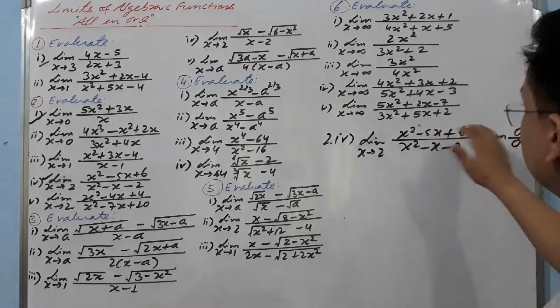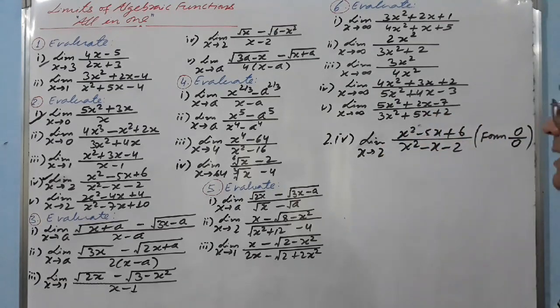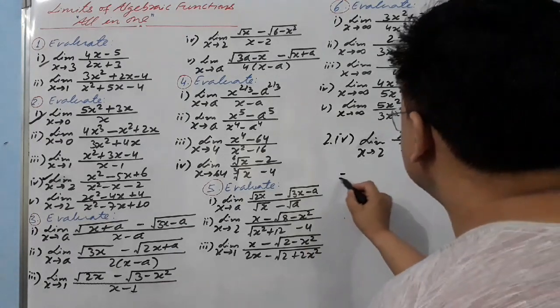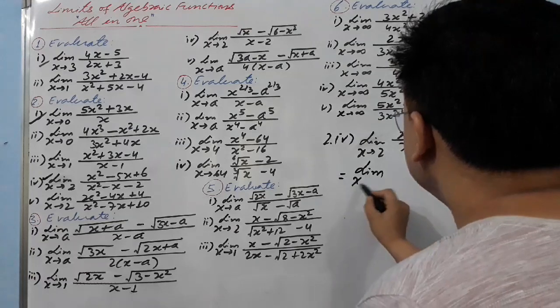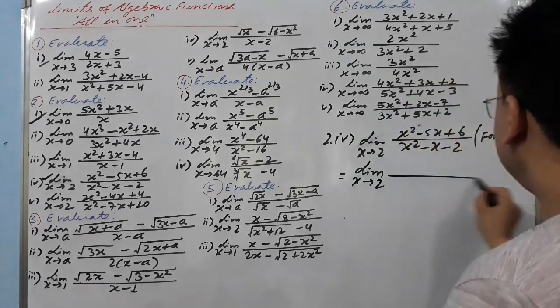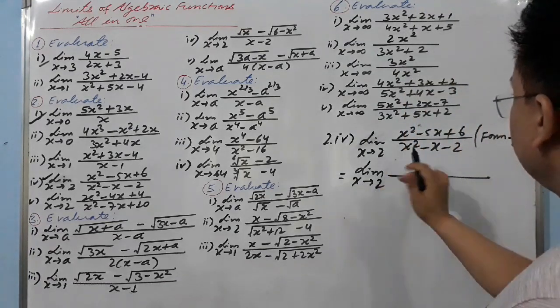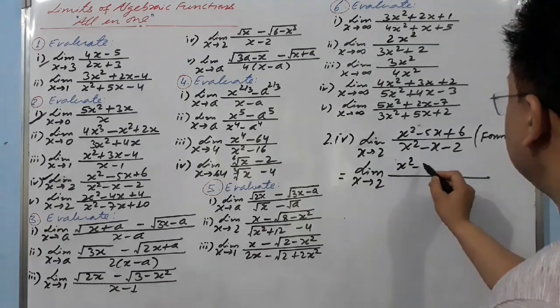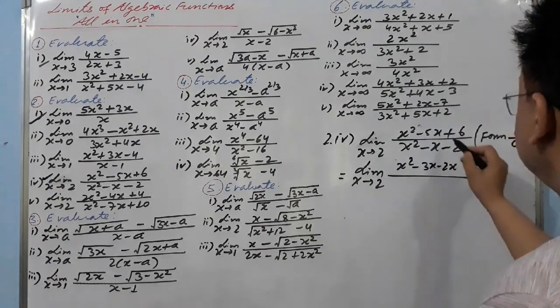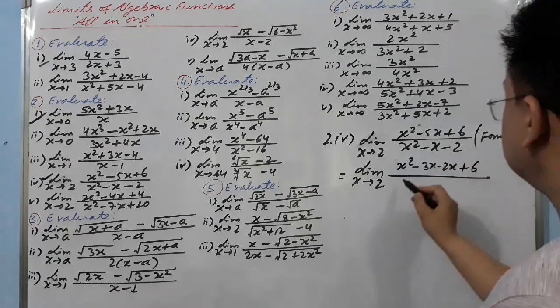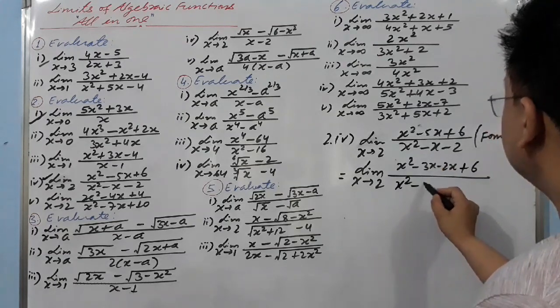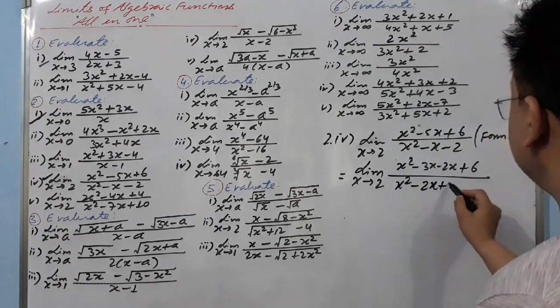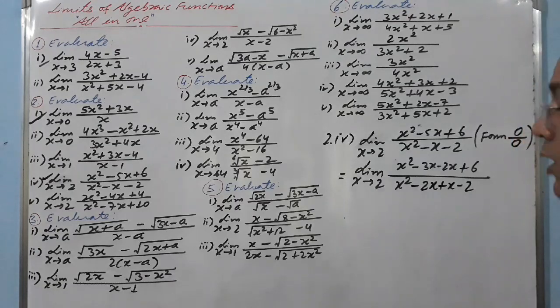So factorize numerator as well as denominator. Definitely you are going to get one common factor. This is the method to simplify the function. As x tends to 2, here x squared minus 3x plus 6, here x squared minus 2x plus x minus 2. Okay, I also think you have a problem here.